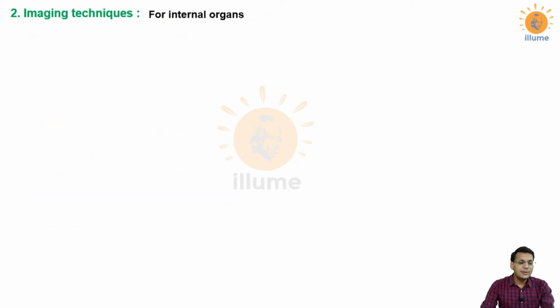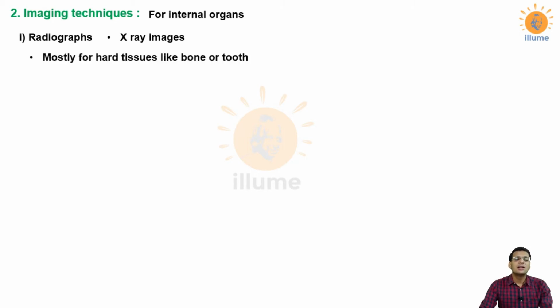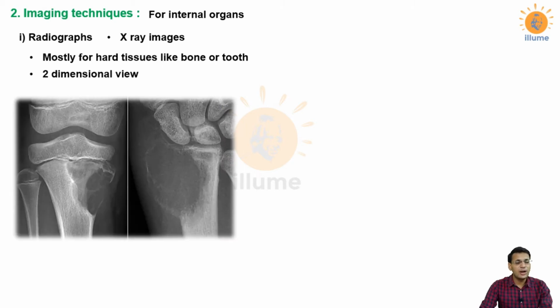Now I'll talk about imaging techniques in which we produce certain images. It is used to look at internal organs, and the first one is radiographs. What are radiographs? In common language we call them X-rays. An X-ray image of any tissue is called a radiograph, and this is very important for hard tissues. Soft tissues don't give a good picture in radiographs, so it is mostly used for hard tissues like bone or a tooth, and a simple radiograph would give us a two-dimensional view.